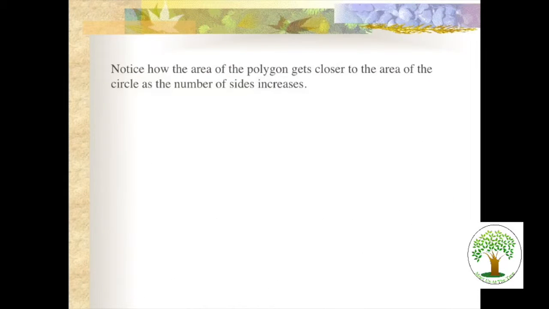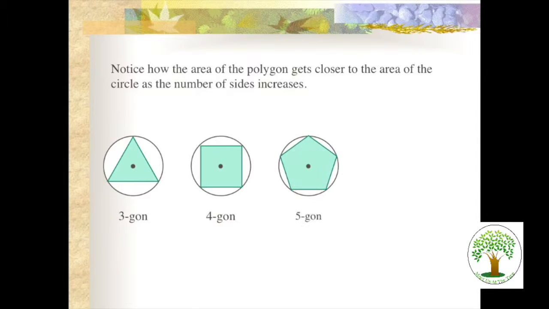Just watch for a moment, please. Notice how the area of a polygon gets closer to the area of a circle as the number of the sides increases. At first, we start with a three-sided figure or a triangle or a three-gon. Notice that if I found the area of this thing and the area of the circle, I'd have a big difference between them. Look at how much is left over.